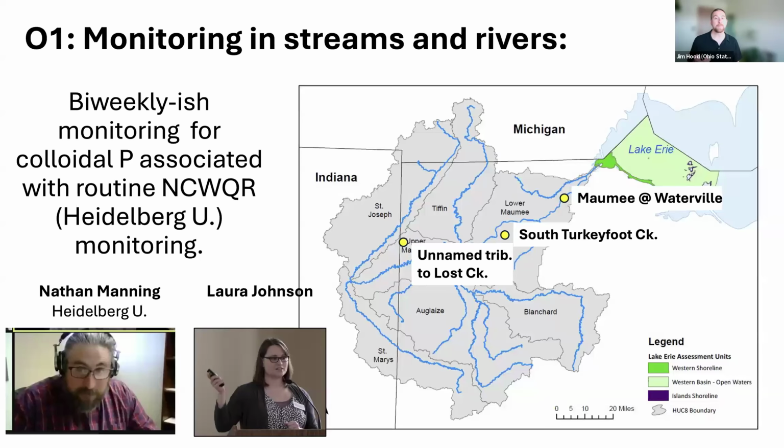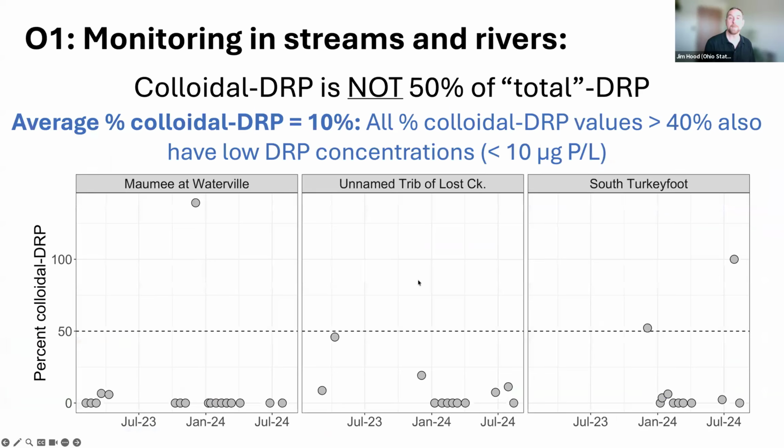The monitoring was led by Laura Johnson and Nathan Manning at Heidelberg University. They focused on the Maumee at Waterville, as well as two smaller tributaries. What they found was that colloidal DRP is not 50% of total DRP. Average percent colloidal DRP was 10%, and these points here with high percent DRP actually come from samples that have very low concentrations that aren't important to harmful algal bloom management.